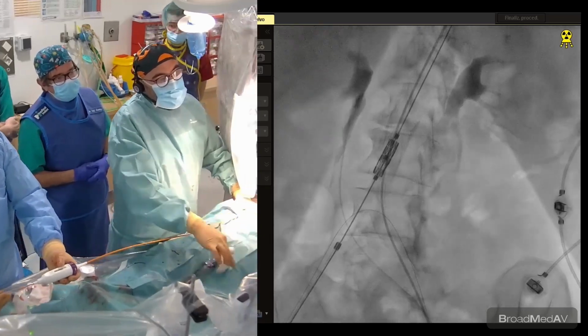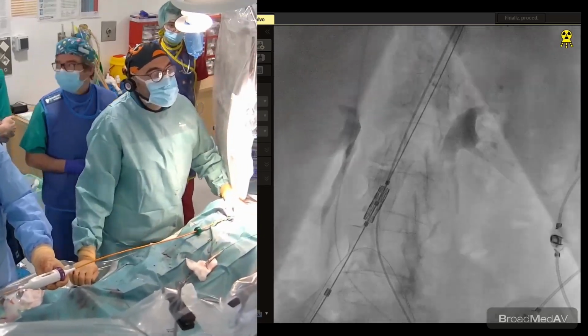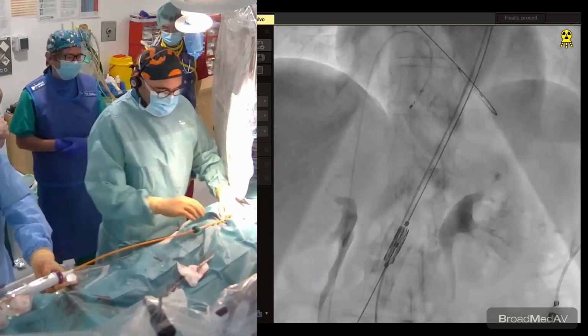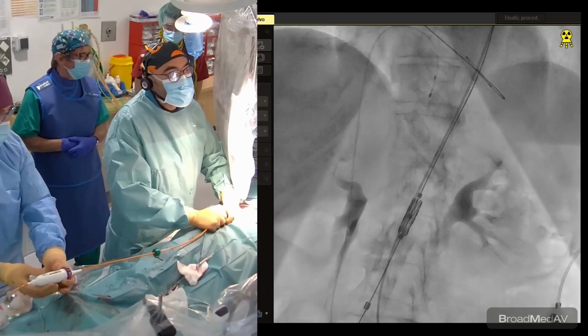I think the diameter of the iliac and femoral artery is limited in this case because it's a woman, a small woman.